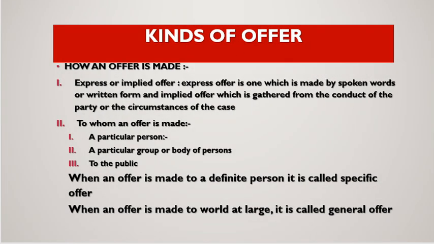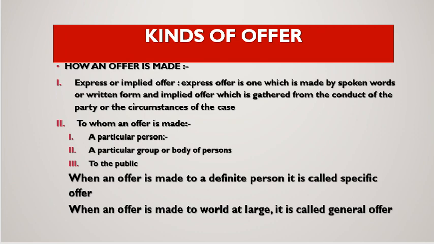So how an offer is made? It could be express or it could be implied. Express offer is one which is made by spoken words, which could be orally. When A told B, I wanted to sell my bike for rupees 50,000. And in the written form, when the offer is made in the written form. Implied offer, which is gathered from the conduct of the party or the circumstances of the case. Like you visited a restaurant and you had tea, so it means you have to make a payment because your conduct showed that you have accepted the offer of a restaurant.